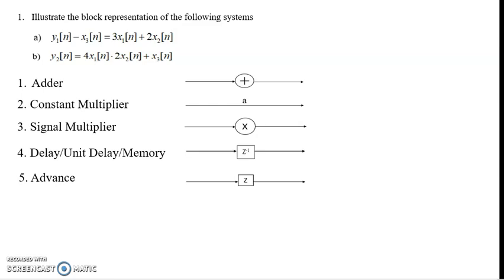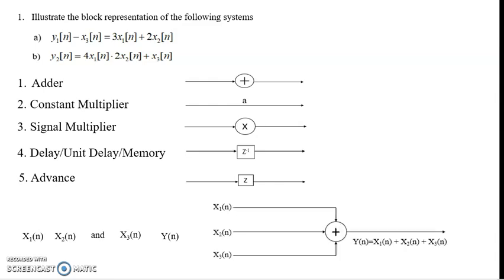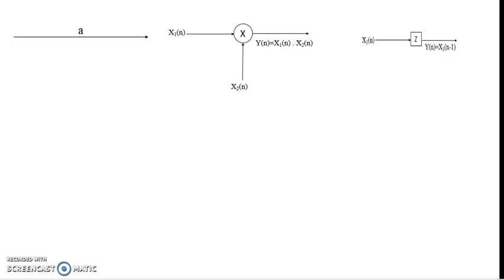The adder is responsible for adding signals. Let's say you need to add two different signals x1 of n, x2 of n, and x3 of n to get the output y1 of n, then you can simply draw like this. The constant multiplier can be represented by a single arrow placing the constant value along with it. Signal multiplier multiplies two or more signals, and delay or memory unit stores the previous input. Okay, I'm not going too deep into what's already covered in your class lectures. Let's solve the question.